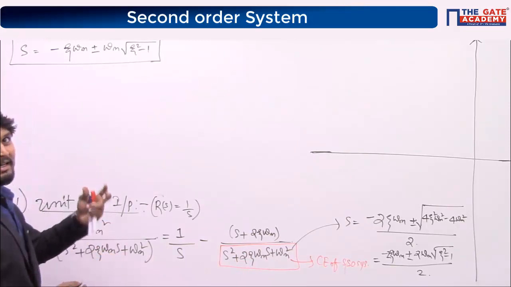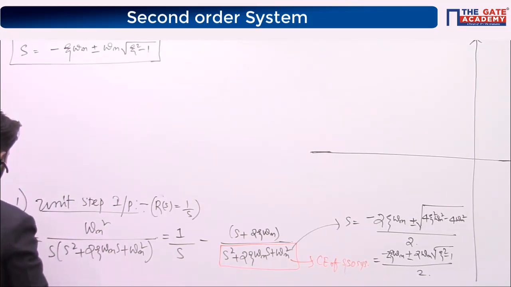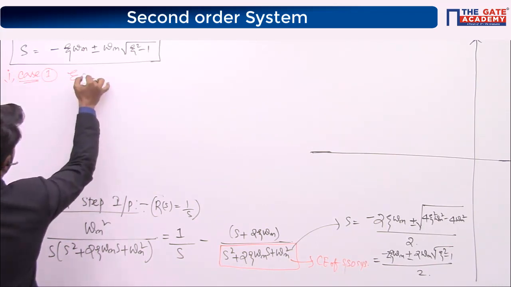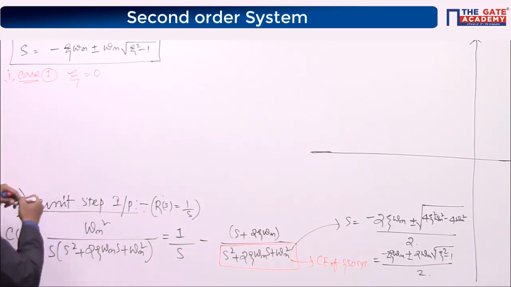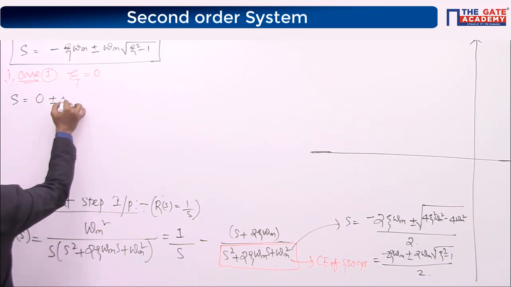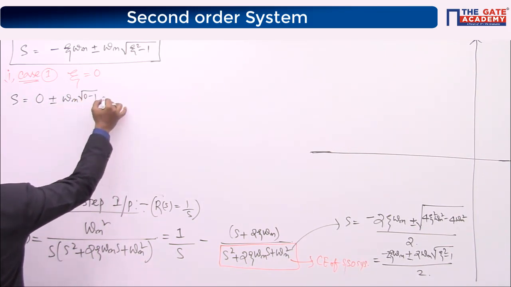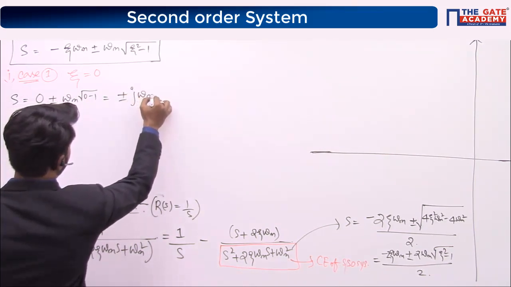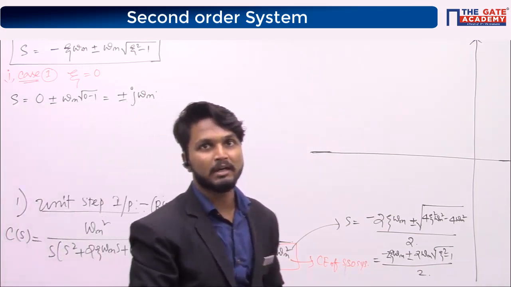So if you put zeta is equal to 0 in this, let us put zeta is equal to 0 in this. So case 1, let us say zeta is equal to 0. When zeta is equal to 0, what are the roots going to be? S is equal to what? S is equal to 0 plus or minus omega n under root 0 minus 1, right? Therefore S will be equal to plus or minus j omega n. When zeta is equal to 0, the roots are plus or minus j omega n, right?